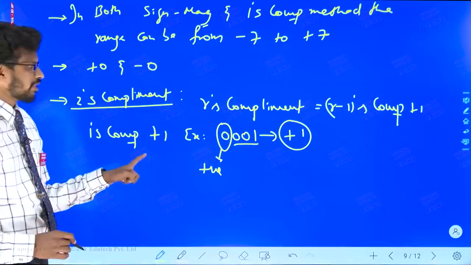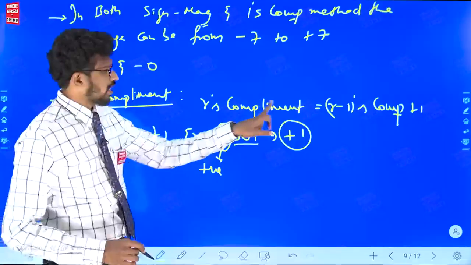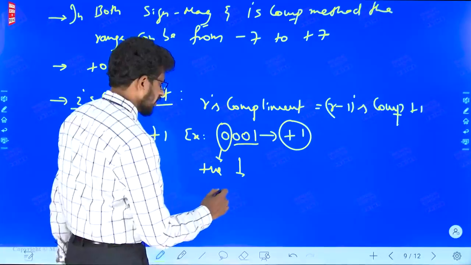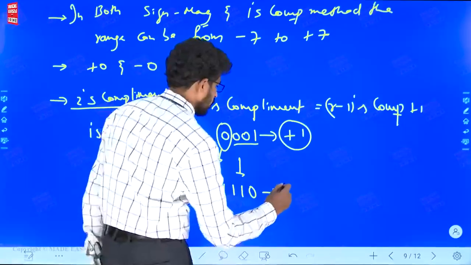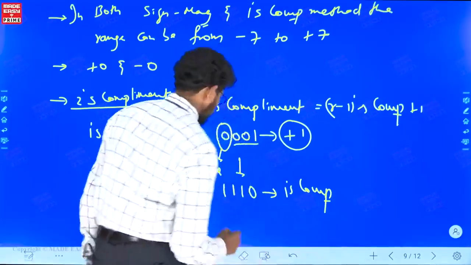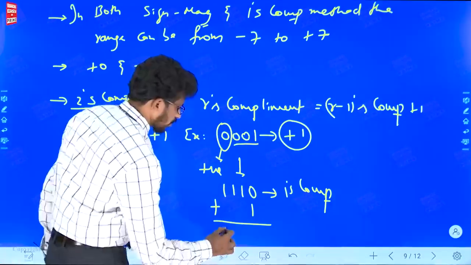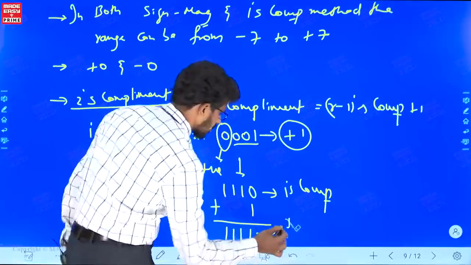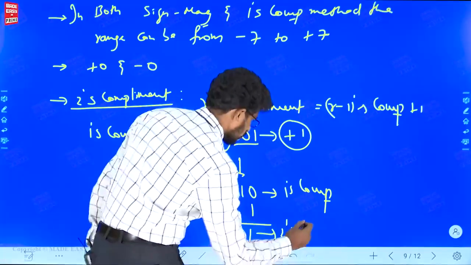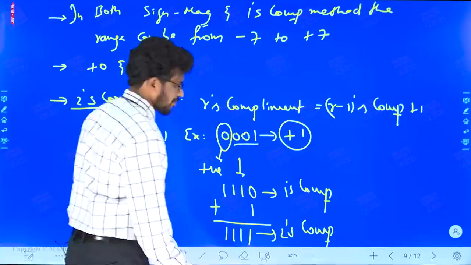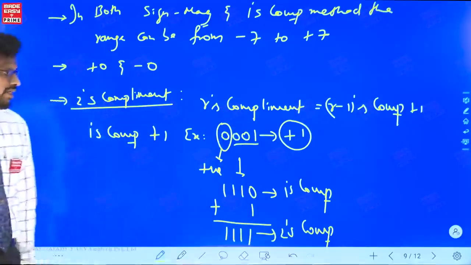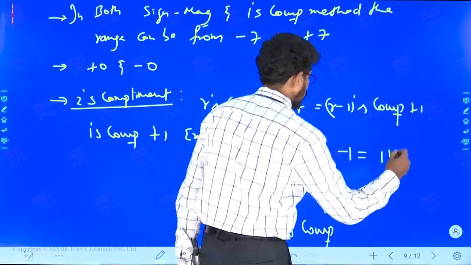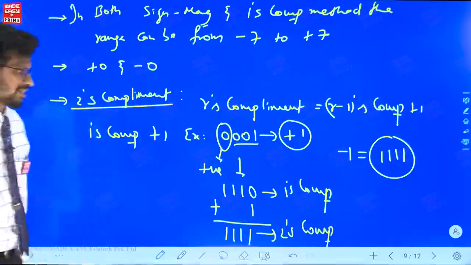So, in the 2's complement method, to find out minus 1, what's the technique? You have to find the 1's complement plus 1. What is the 1's complement of this? The 1's complement is simply 1, 1, 1, 0. This is 1's complement plus 1. It is 1, 1, 1, 1. So, this is the 2's complement of this data. It means minus 1 is equivalent to 1, 1, 1, 1 in the 2's complement method.